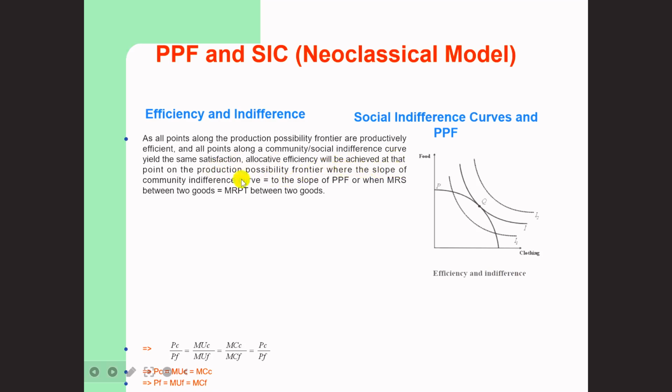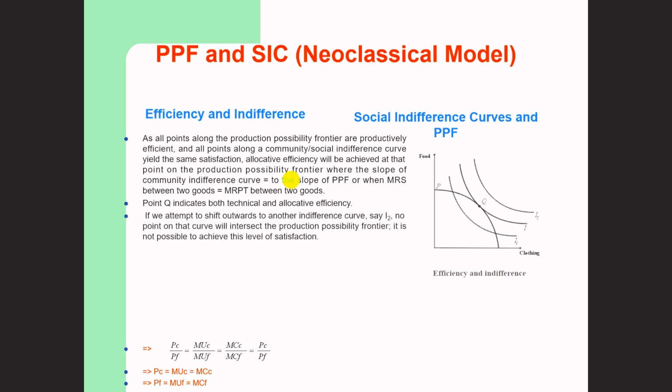Allocative efficiency will be achieved at that point on the production possibility frontier where the slope of the community indifference curve is equal to the slope of the production possibility frontier, or when the marginal rate of substitution between clothing and food is equal to the marginal rate of product transformation of clothing and food. So in this scenario, Q is the only point where both technical and allocative efficiency is achieved, because it meets this criterion.